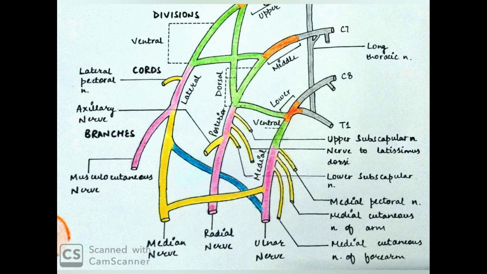Now the branches of the posterior cord. First branch is the upper subscapular nerve with root value of C5 and C6.